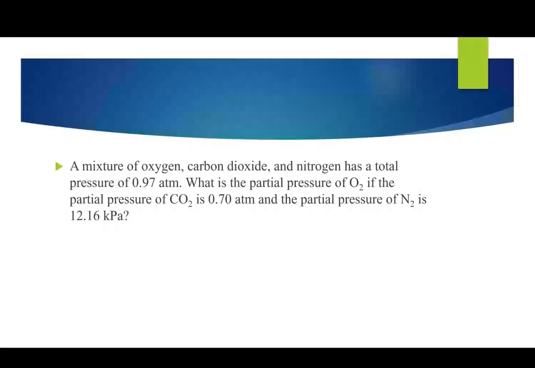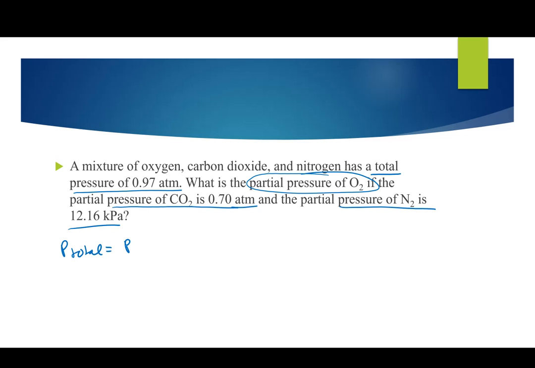Using Dalton's law, we're going to use that GUESS method: given, unknown, equation, set up, solve. I am given a total pressure of 0.97 atmospheres. I'm given a pressure of carbon dioxide. I'm given a pressure of nitrogen. Unknown is the partial pressure of oxygen. Equation is Dalton's law, so my total pressure is going to be the pressure of the carbon dioxide plus the pressure of the nitrogen plus the pressure of the oxygen.